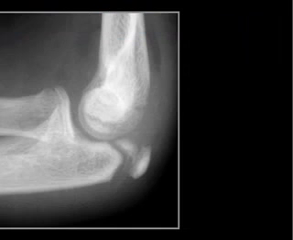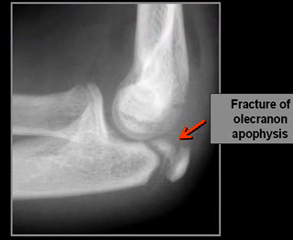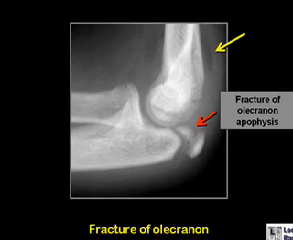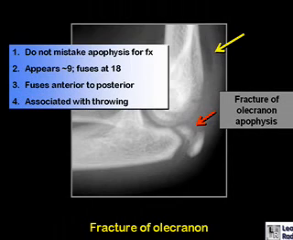This is a fracture of the apophysis of the olecranon. There's also a positive posterior fat pad. Don't mistake the normal ossification of the apophysis of the olecranon for a fracture. The ossification center tends to first appear around the age of 9 and fuses to the rest of the elbow around the age of 18. It tends to fuse anterior to posterior so that there still may be a small cleft of lucency present posteriorly, which is not a fracture. These fractures are frequently associated with throwing.